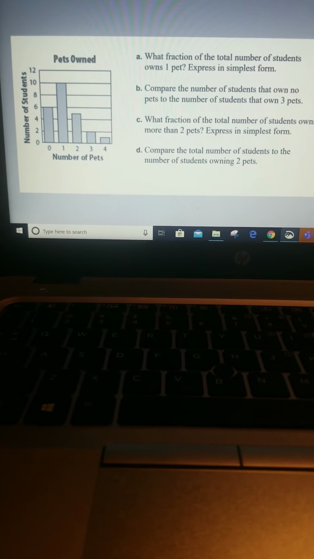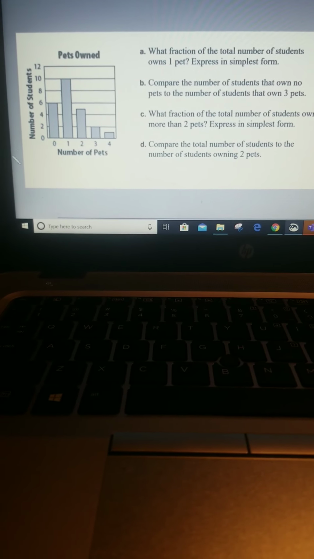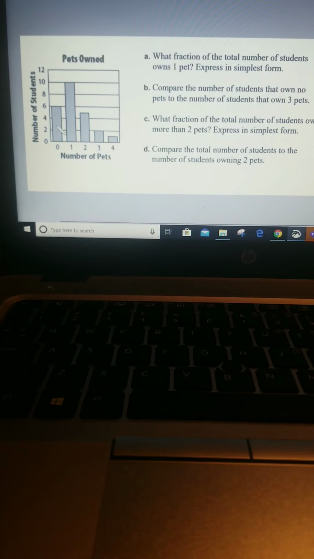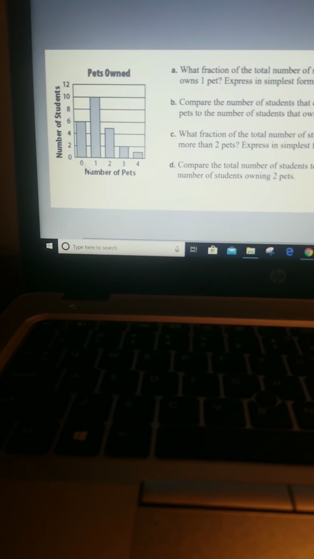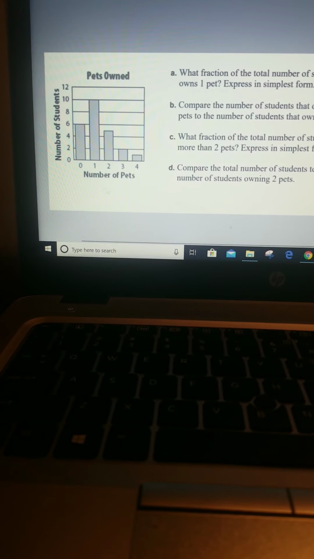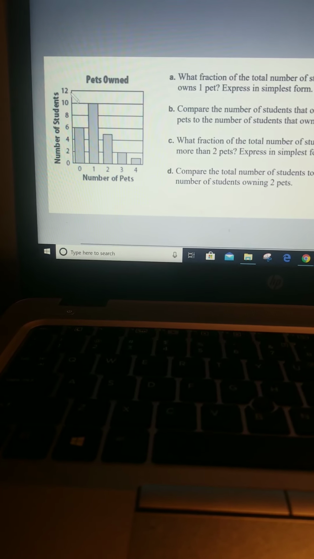We're going to continue interpreting bar graphs. So we're going to look at the bars. We're just going to determine what each one represents. So this one is the number of students, and over here is your number of pets. So the number of pets depends on the number of students.